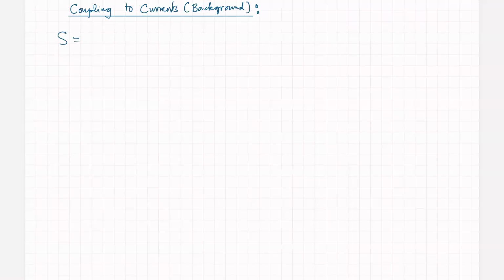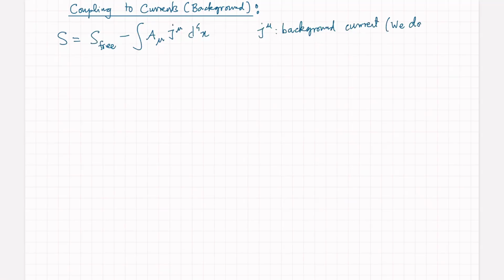So the action, I'm going to write it down first, and then we are going to see it. So this is the free thing that we already have, this is the F_{mu nu} F^{mu nu}. And then you simply write A_mu J^mu and integrate over d^4x. Okay, so J^mu is the background current. Background means that when we vary to get Euler-Lagrange equations, we do not vary J.